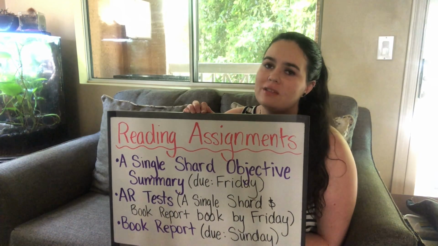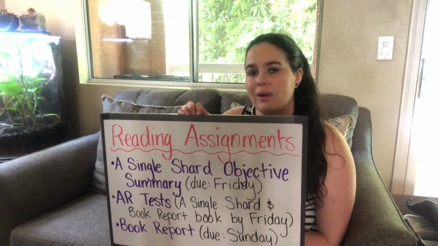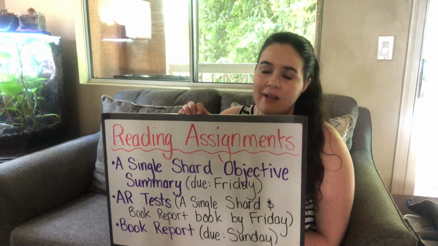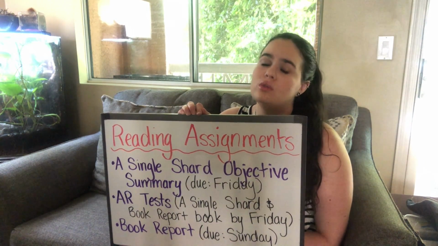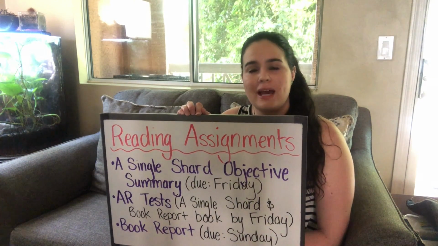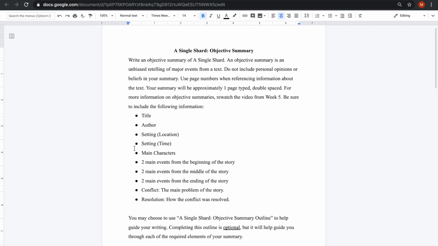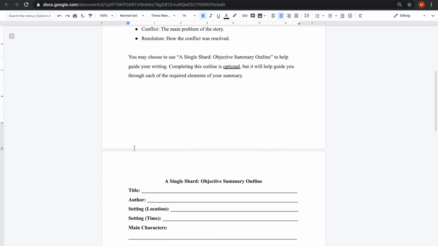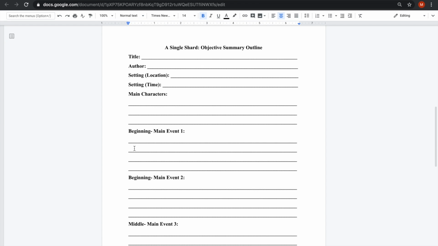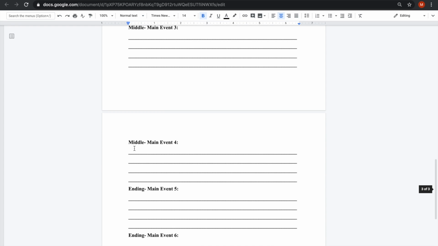One thing about the objective summary that I want to make sure that you guys understand is that I did give you an outline that you can use towards your summary. That is completely optional. You do not have to do that part. I just wanted to give you that as an option that might help you write. When you scroll down on the assignment sheet, you will find the outline. Think of this as a map or a graphic organizer that can help you organize your thoughts.